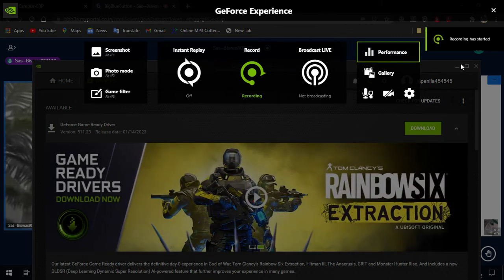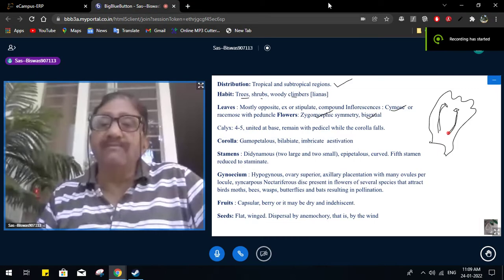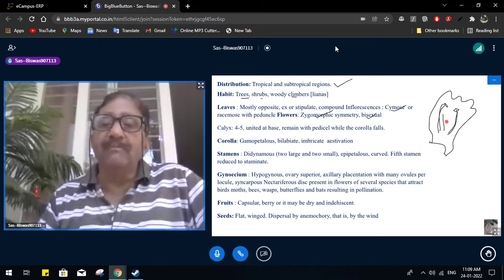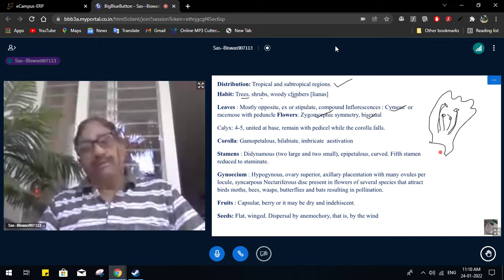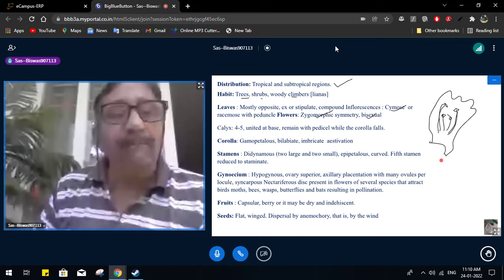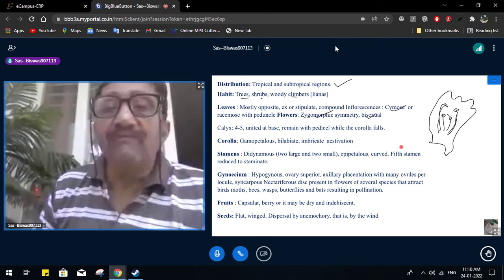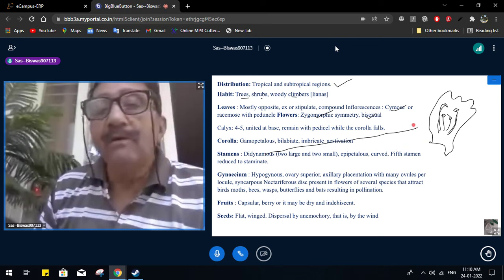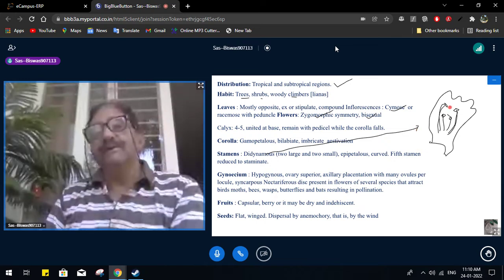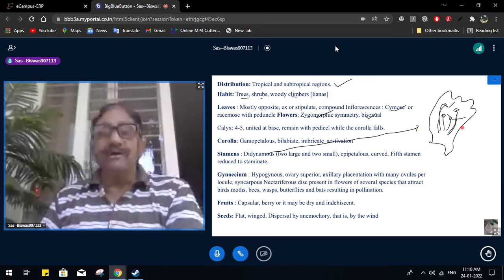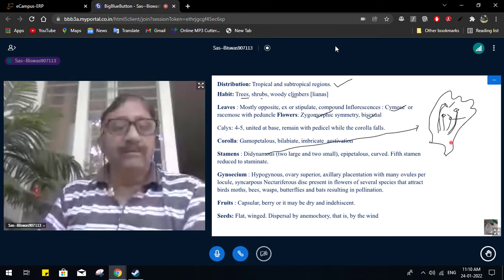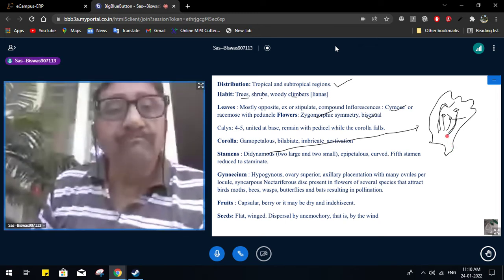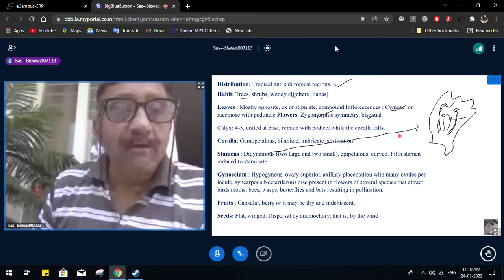And some of you responded also. The two stamens are long and two stamens are short. So you must know that this is the characteristic feature of this particular family, which is called didynamis. The two are long and two are short. So I hope you will remember this.